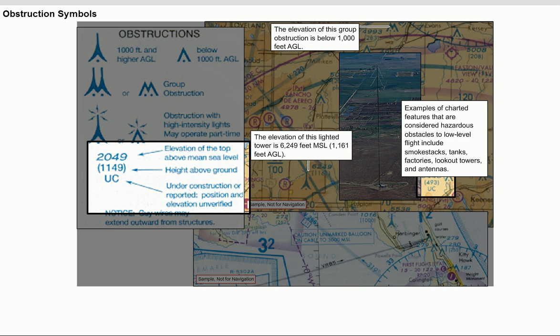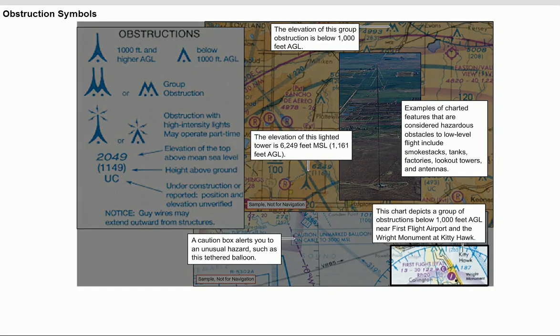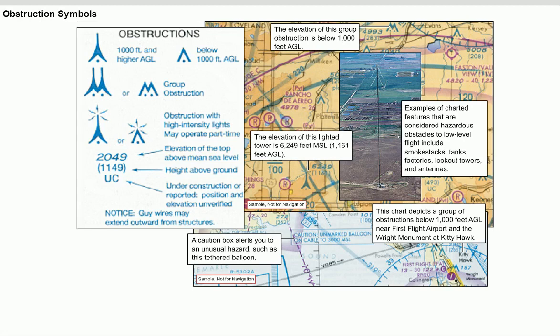These letters mean that the position and elevation of the obstruction is unverified and that you should use extra caution when flying in the vicinity of these types of obstructions. A caution box might appear to alert you to an unusual hazard, such as this tethered balloon. This chart depicts a group of obstructions below 1,000 feet AGL near First Flight Airport and the Wright Monument at Kitty Hawk. Reviewing aeronautical charts for obstructions along your intended route is an important part of pre-flight planning.